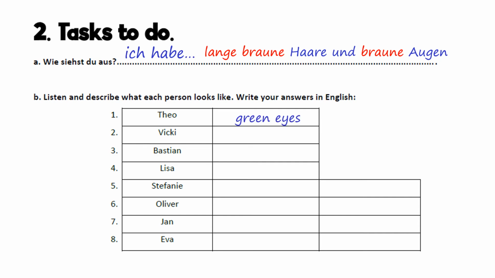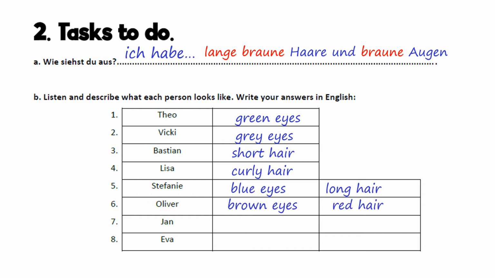Theo then has green eyes. Vicky has grey eyes. Bastian has short hair, and Lisa has curly hair. Stephanie has blue eyes and long hair. Oliver has brown eyes and red hair. Jan has green eyes and straight hair. And Eva has green eyes and blonde hair.